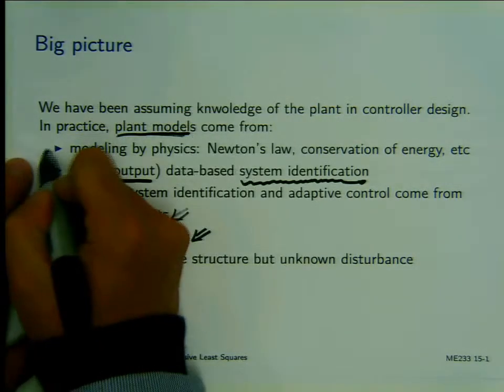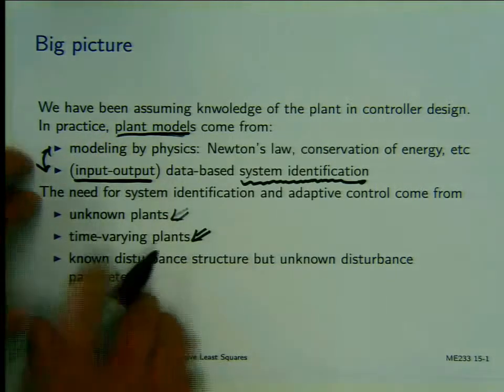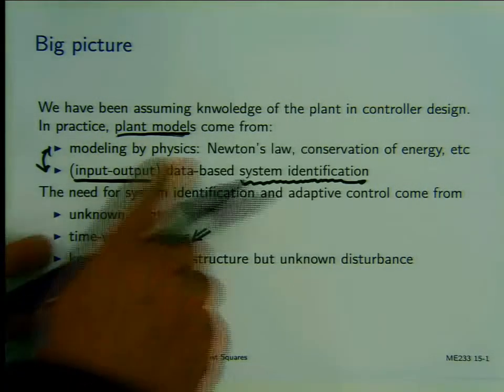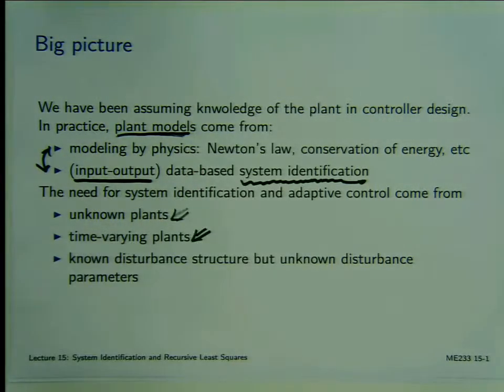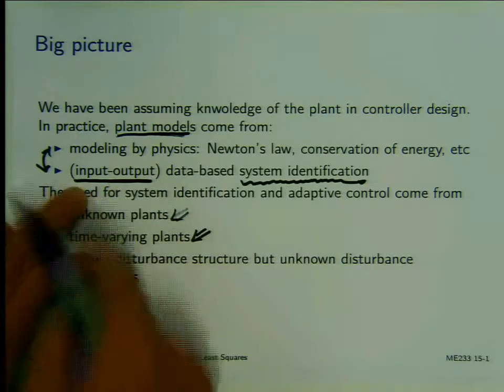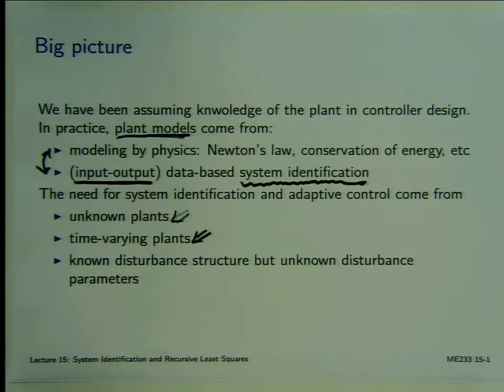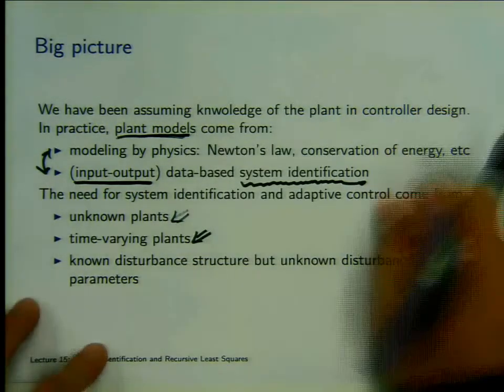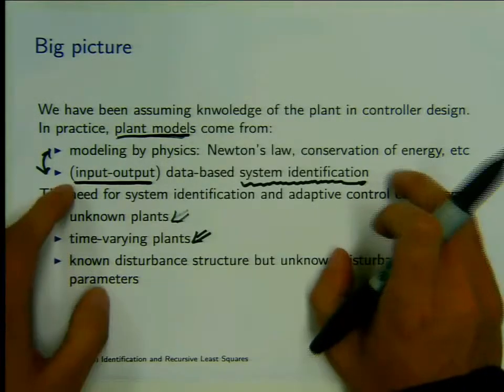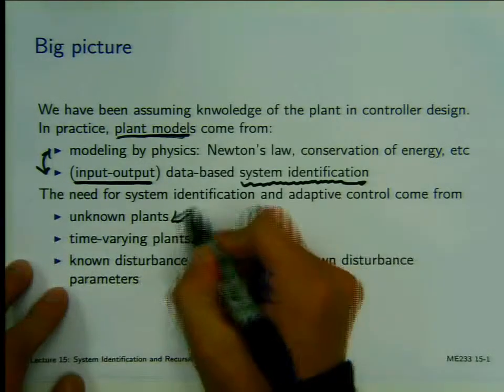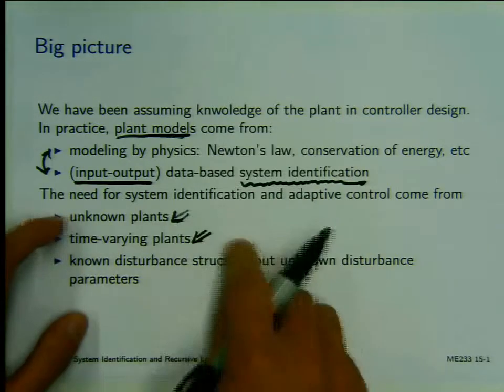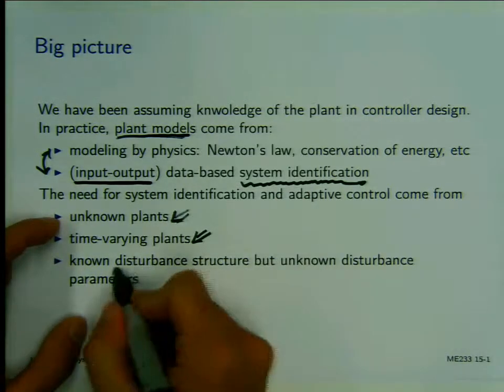Sometimes these two are combined together. For example, first you model by physics, but there are parameters that you don't know. This is very common. And you can obtain the parameters by doing some input-output analysis and then finding the parameters. So this is very important and extremely useful in many applications, which we have seen here: unknown plants, time-varying plants.